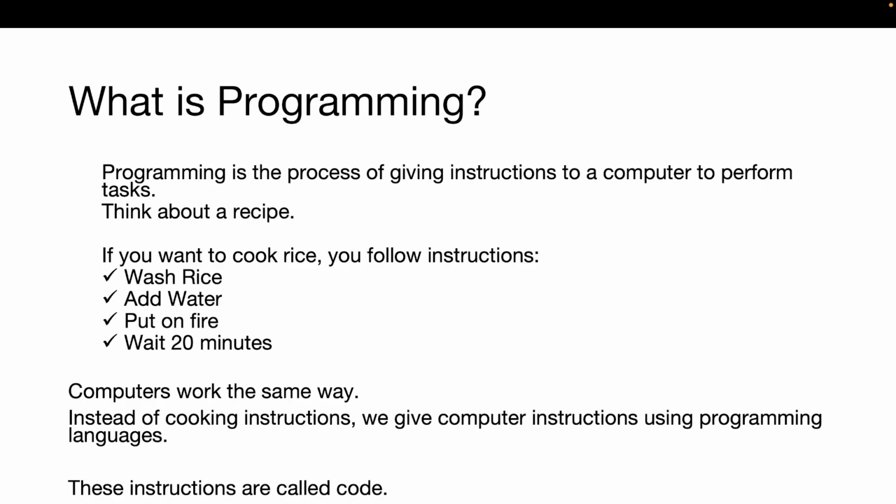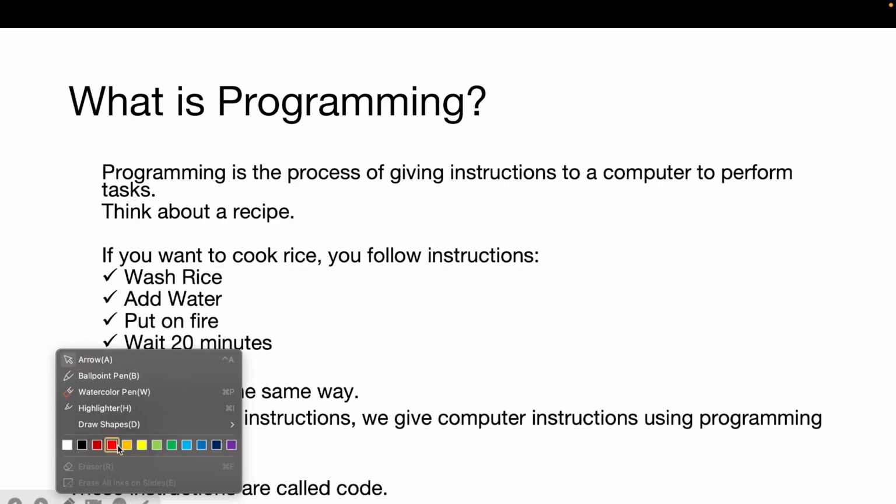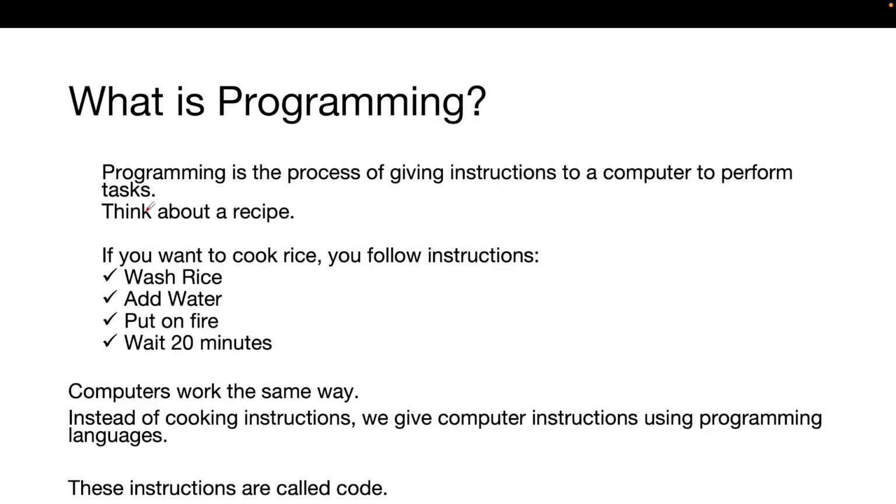So what is programming? Programming is the process of giving instructions to a computer to perform a task. If you want a computer to perform a certain specific task, you instruct the computer to do those tasks. In the course of instructing the computer to perform that specific task, that is what we term as programming.